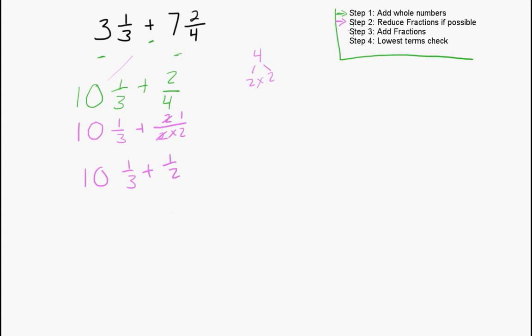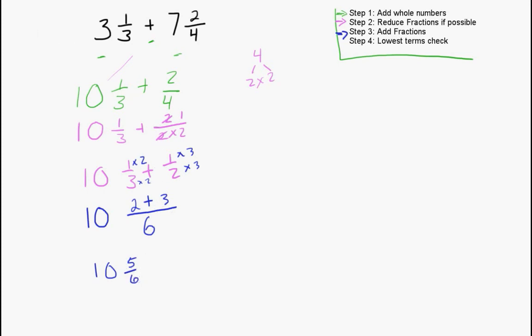Moving right along to step 3, we're going to add the fractions together. So we look at our denominators, 3 and 2, and we just think of the multiples, or you can write them out if you'd like. The lowest common multiple here is going to be 6, so that's going to be our lowest common denominator. Multiply 3 by 2, so we need to multiply that 1 by 2. Multiply 2 by 3 to get 6, so we need to multiply 1 by 3. 1 times 2 is 2, plus 1 times 3 is 3. We're going to add those fractions together, and we're going to get 10 and 5 over 6.